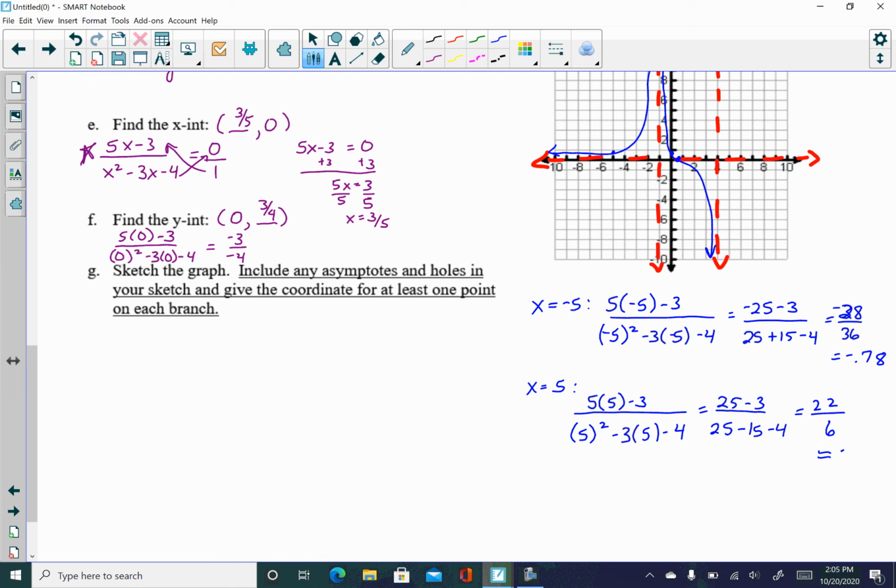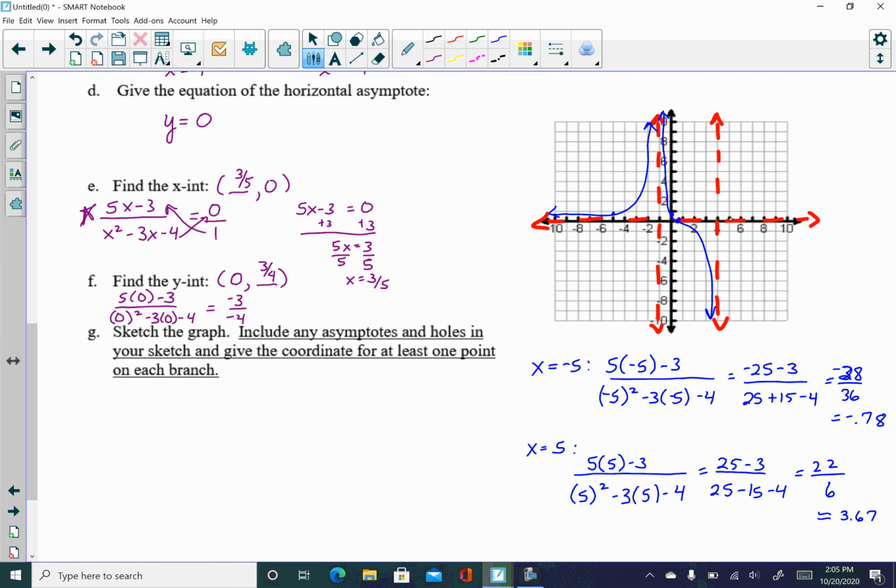Should be about 3.67. So what this tells us is, if we put in an x value of positive 5, we get a y value of 3.67. And that just tells me again that my graph has to pass through that point and hug these asymptotes. So that graph that you see there, the part in blue, is the graph of the rational function, and those red lines are your asymptotes helping to guide you through that. This is an example of a graph that does cross the horizontal asymptote, though. You can see that because of the x-intercept.